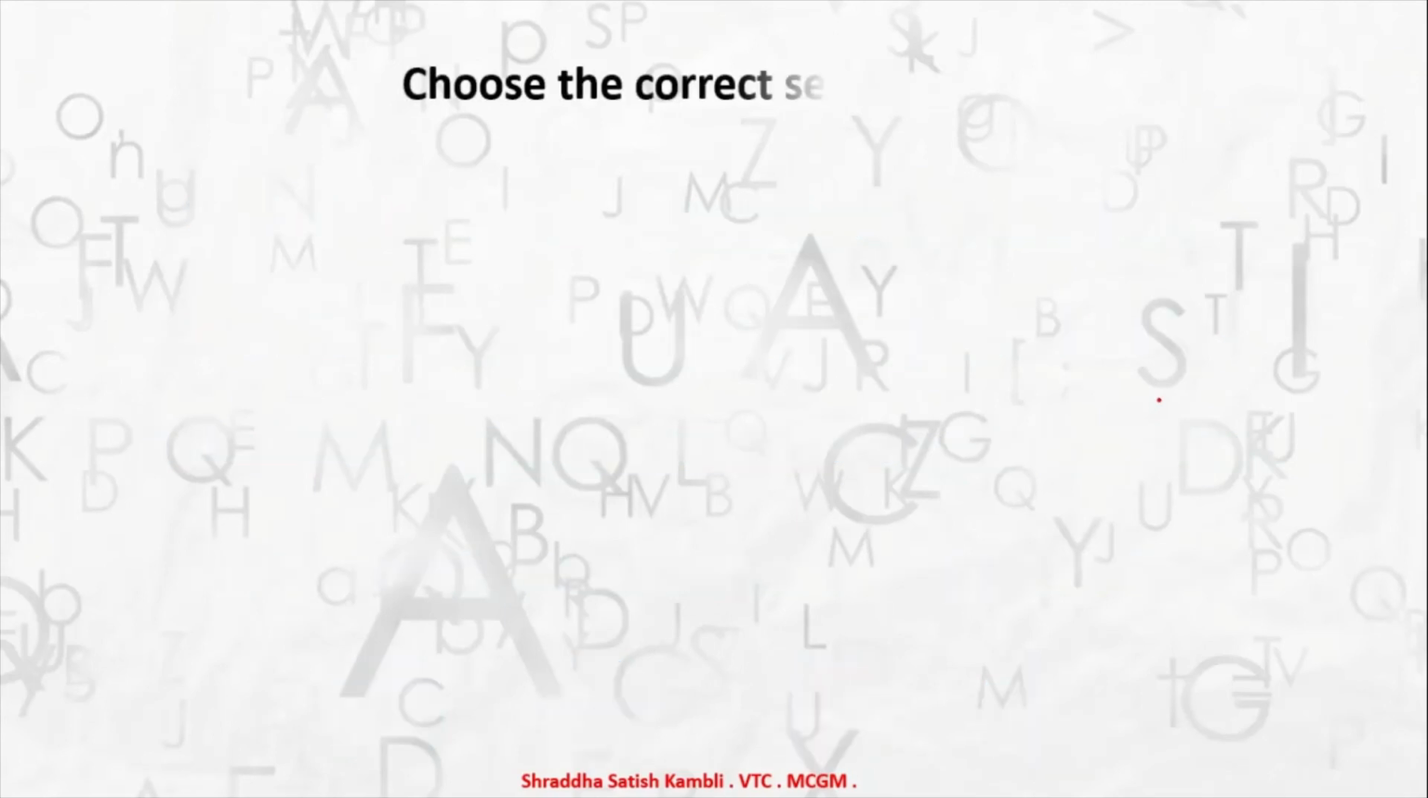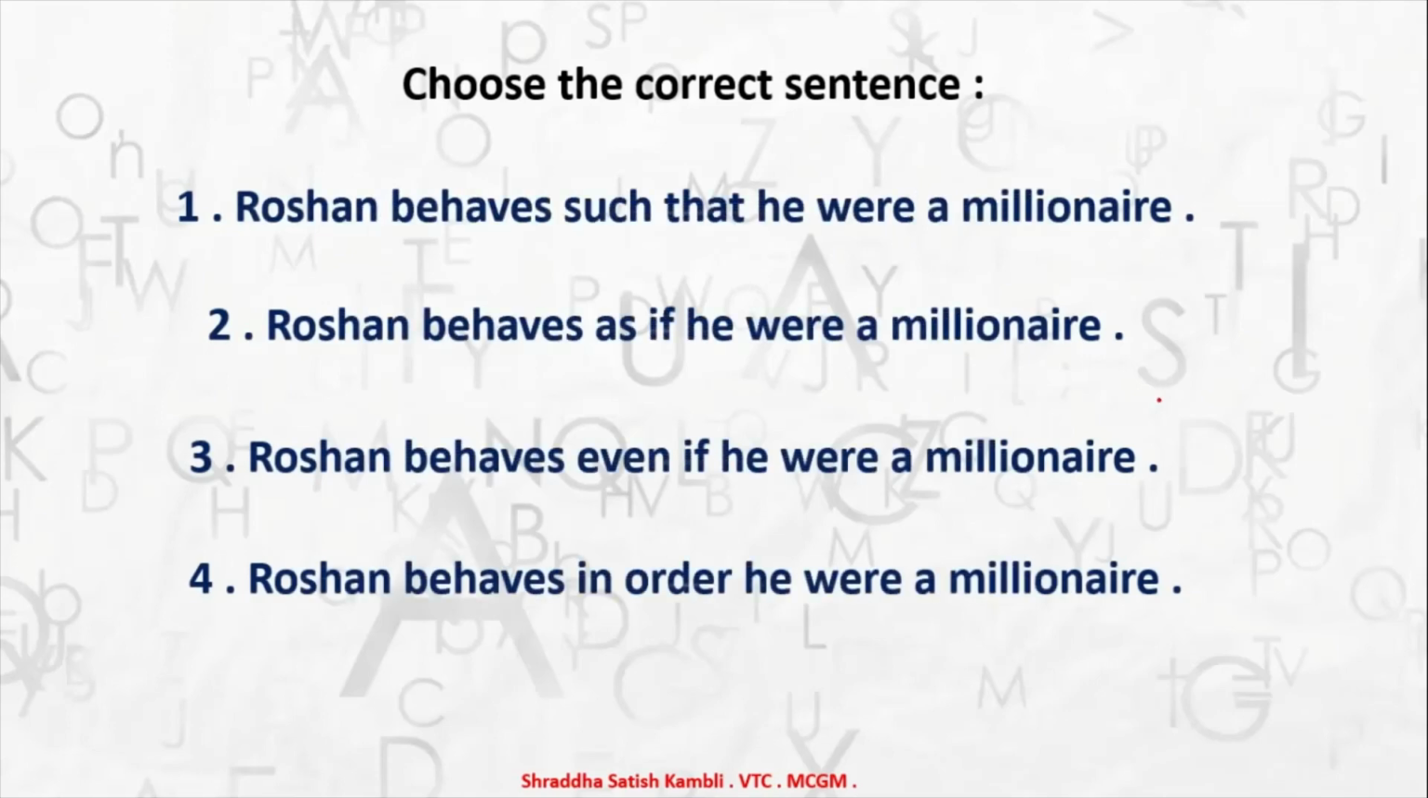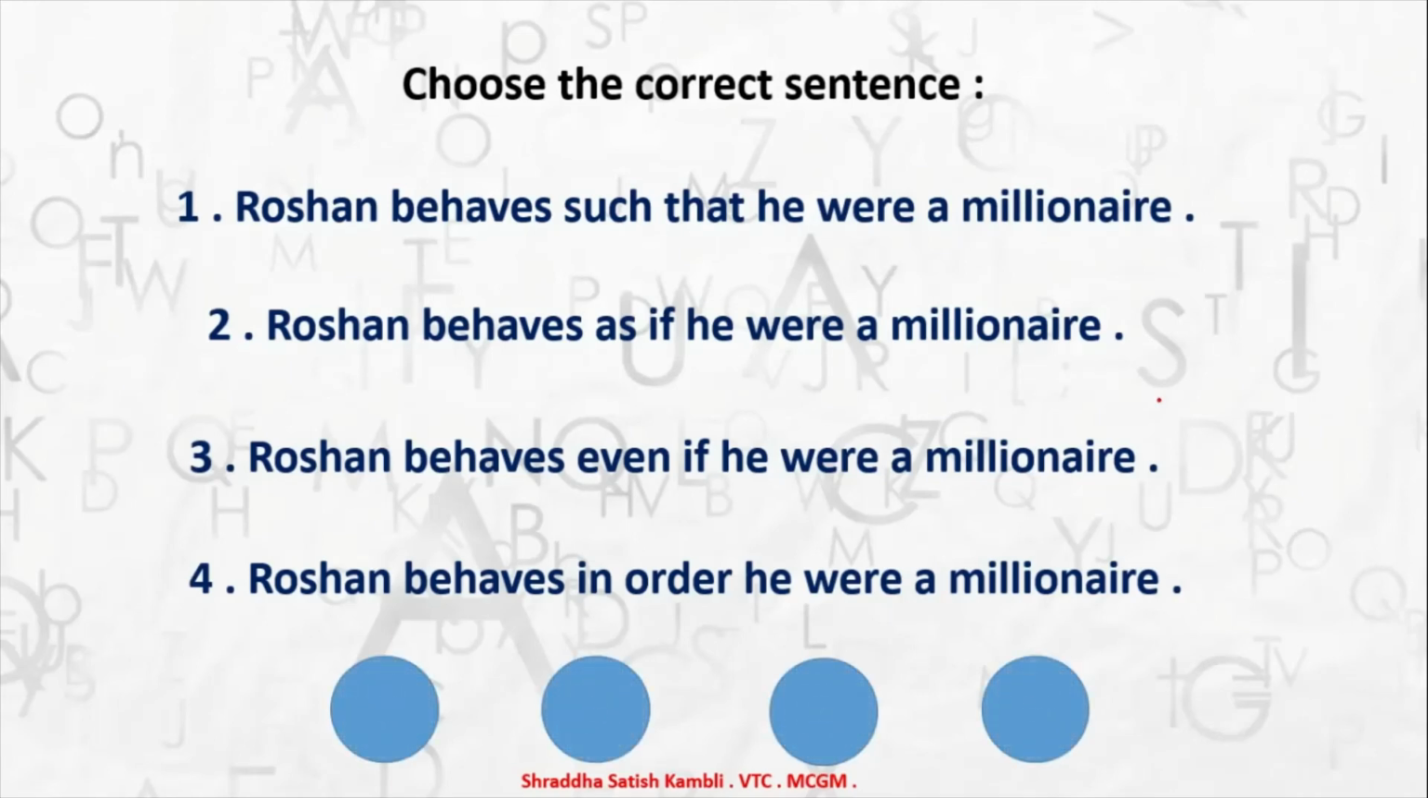Then we have the second last example in this pattern, which goes like this. Roshan behaves such that he were a millionaire. Roshan behaves as if he were a millionaire. Roshan behaves even if he were a millionaire. Roshan behaves in order he were a millionaire. So which one is the correct one? It is the second one, as if.